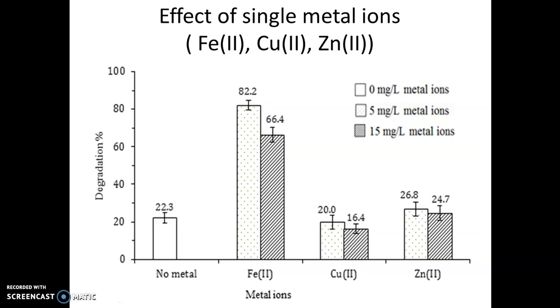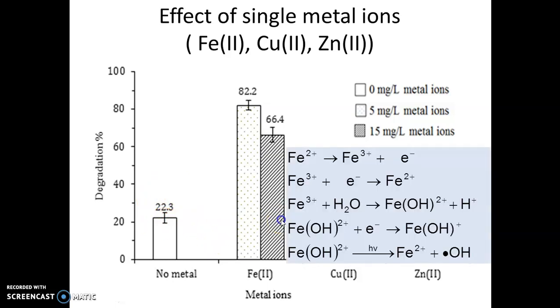Based on the effect of single metal ion, the result shows that the addition of 5 mg per liter of single metal ion Fe2+ significantly increased the degradation efficiency of glyphosate from 22.3% to 82.2%. However, when the concentration of Fe2+ ion was increased to 15 mg per liter, the percentage degradation reduced to 66.4%. Nevertheless, the value was still higher than the photodegradation of glyphosate in the absence of Fe2+ ion.